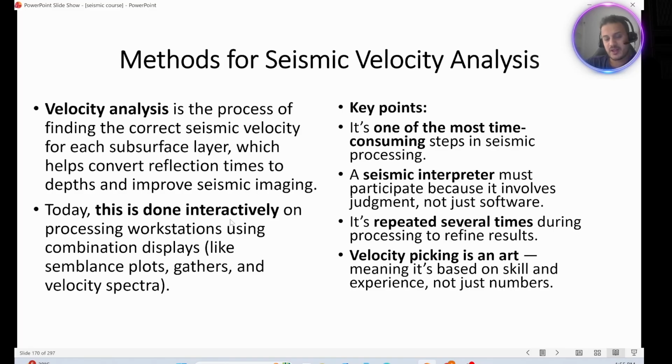This is done interactively on a processing workstation using a combination of displays like semblance plots, gathers, and velocity spectra. So this is done by the software. The key point here is that it is one of the most time-consuming steps. This is the most important step, velocity analysis. Interpretation must be based on evolving judgment, not just software, and repeated several times during the processing to refine the result. Velocity picking is an art, meaning it's based on skill and experience, not just numbers.